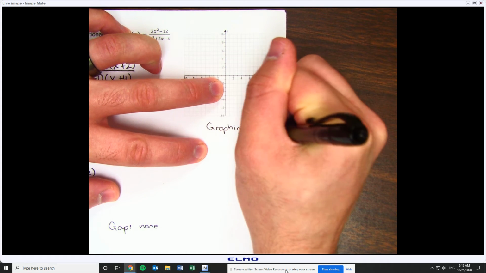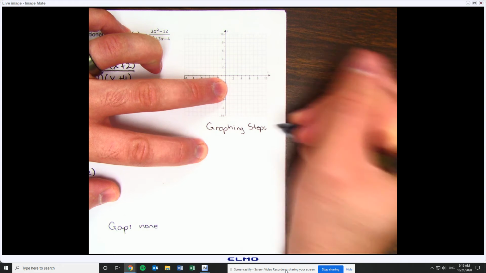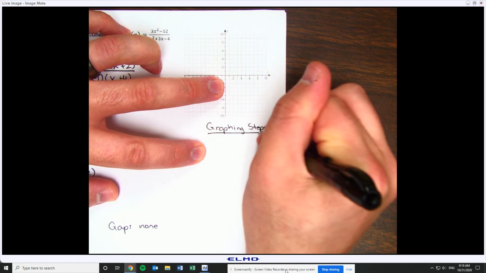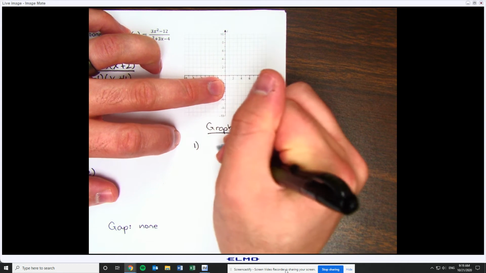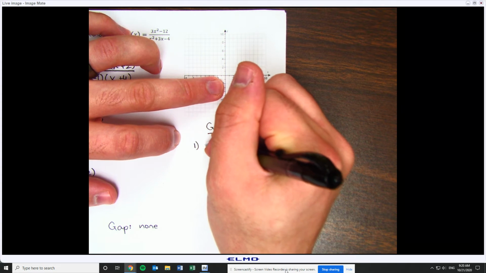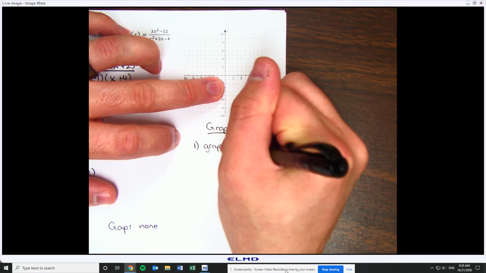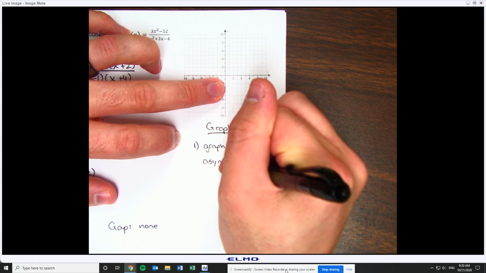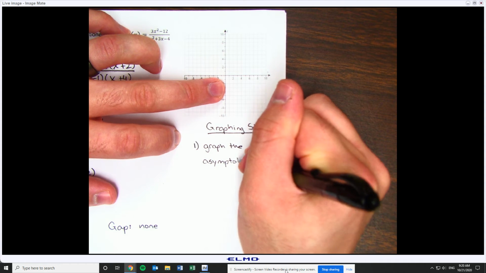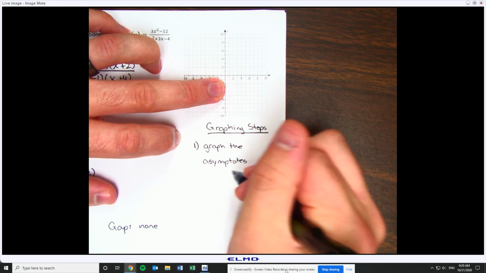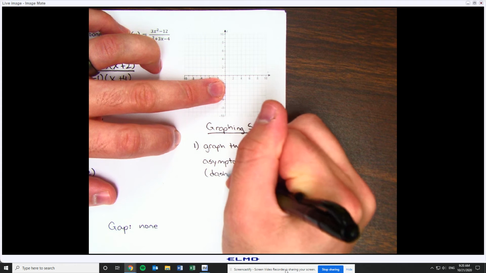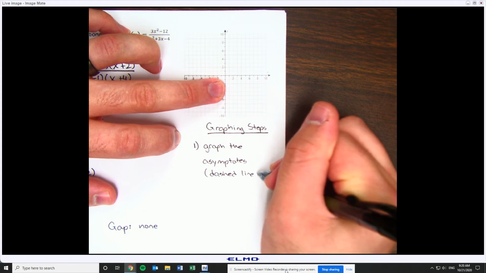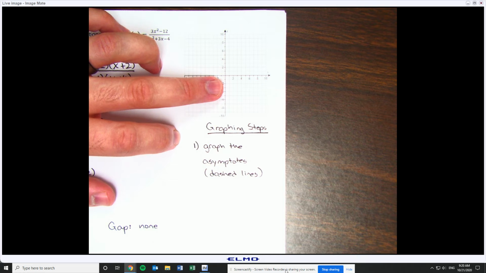So graphing steps. Step 1, all you have to do is graph the asymptotes. And when you graph the asymptotes, those are going to be dashed lines. So step 1, you have to put the asymptotes down there. Think about it as putting fences down that your graph has to stay within.